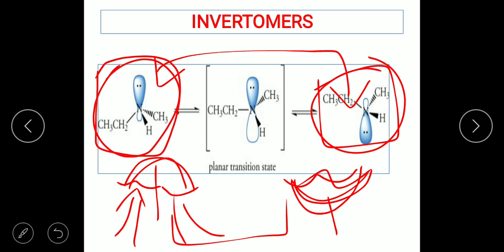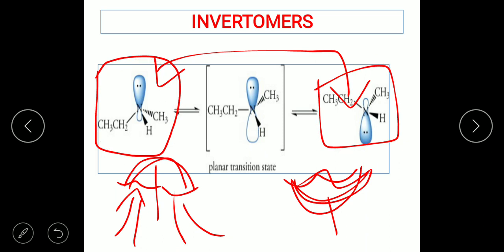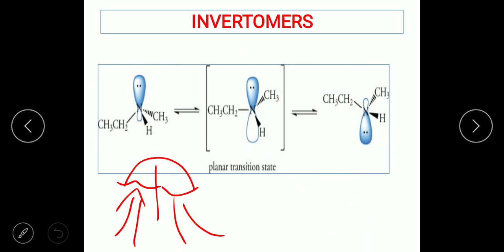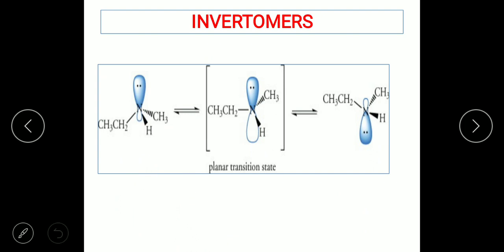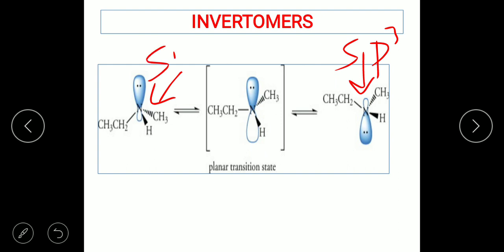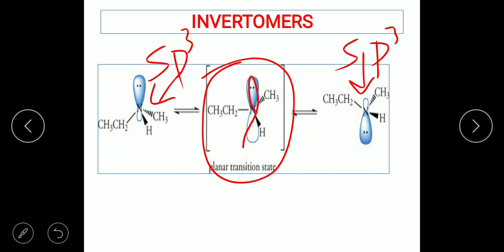Now coming to the transition state. These two have the tetrahedral structure, that is, the sp3 hybridized nitrogen, in both of the forms. But now what happens in the planar transition state? In the transition state, the nitrogen has planarity, in such a way that the lone pair is now forming a p orbital.